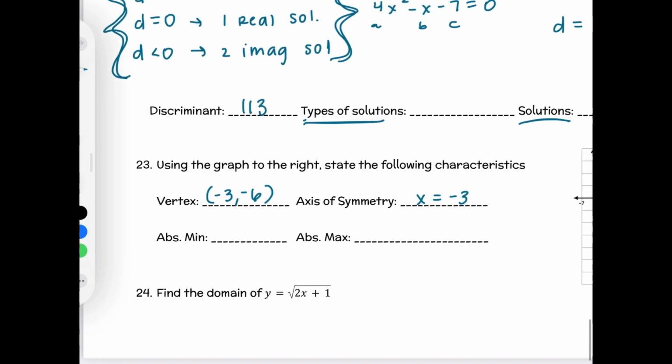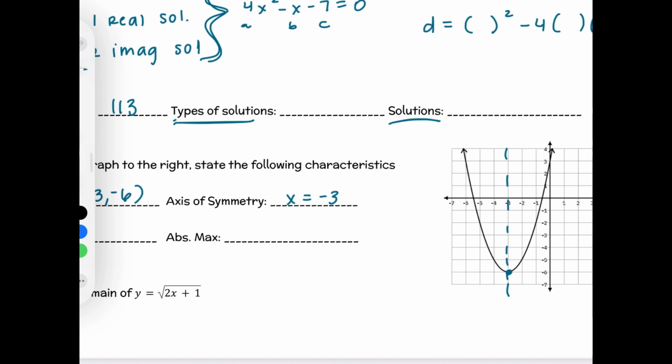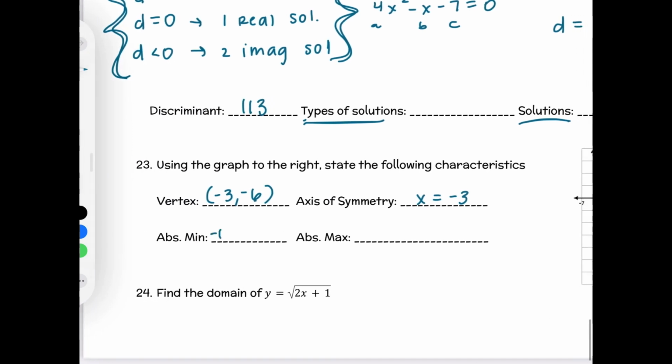And then your absolute minimum versus absolute maximum. So this is the lowest point on our graph. So that would be an absolute minimum, and it would be your vertex. So -6 at x equals -3, and we'd have no maximum.